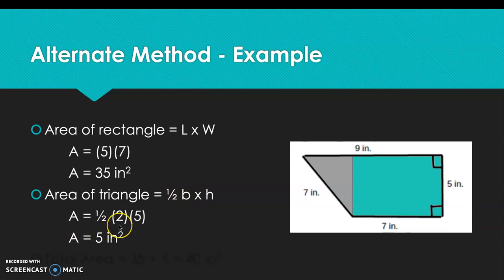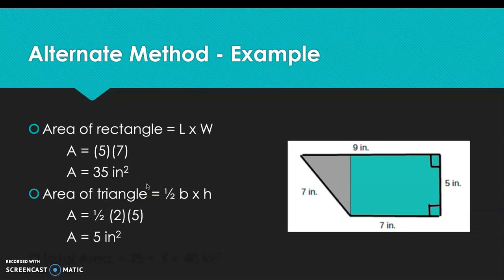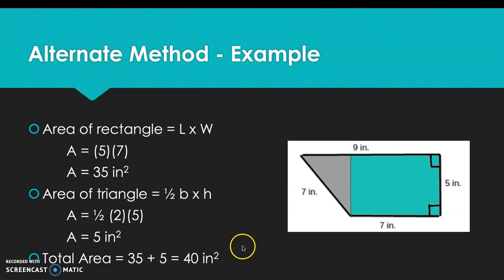And 1/2 of 2 is 1, 1 times 5 is 5. Or 2 times 5 is 10, 1/2 of 10 is 5 inches squared. And so the total area, we add 35 inches squared plus 5 inches squared, and we get a total of 40 inches squared.